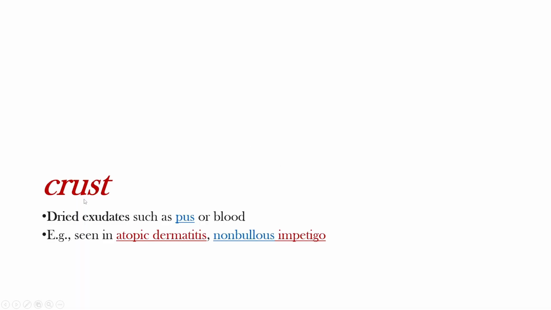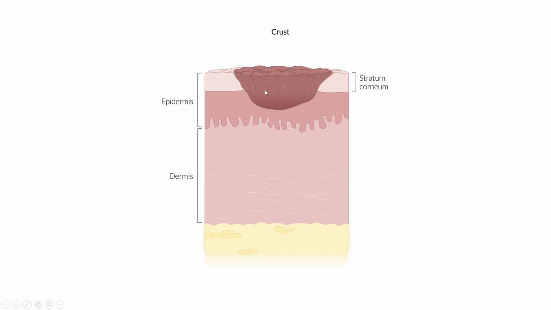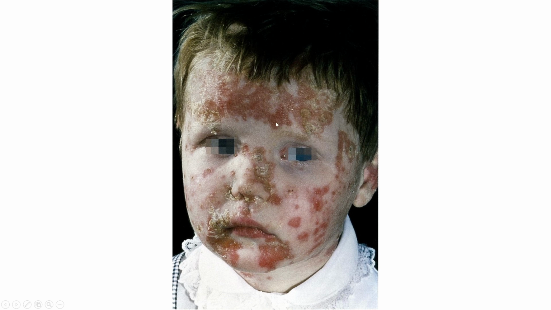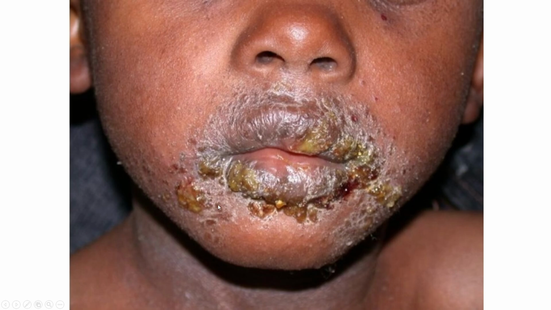The second one is the crust. It's dried exudates, such as pus or blood. As an example, you can see it in atopic dermatitis or non-bullous impetigo. So this is the crust. It's the exudate that is dried. So this is the non-bullous impetigo. We can see it here. This is the crust. It's the exudate that is dried. This is also an example for the impetigo, non-bullous impetigo. Also exudate that's dried.